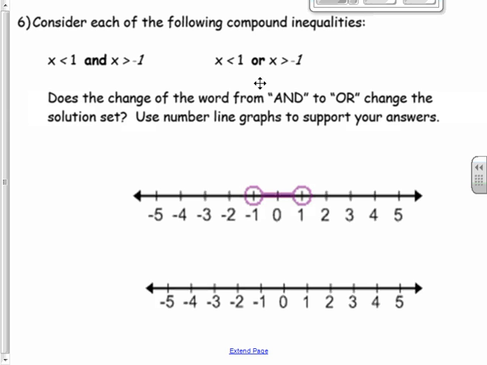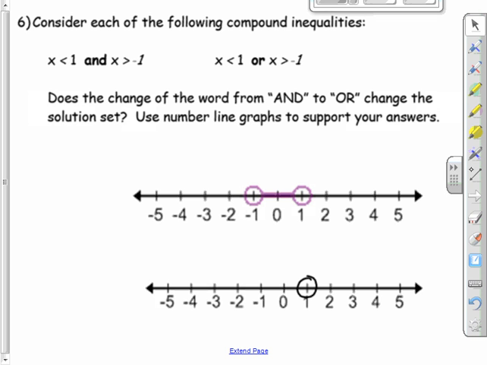So let's think about how that would change the solution set a little bit. Well, x is less than 1 would still be an open circle around +1, and we would want to shade to the left. And these are all the numbers that are less than 1. But the inequality also states that the value of x could also be greater than -1, and the word connecting them here is or. So it could be one or the other. Well, if I graph x is greater than -1, that's going to be an open circle on -1, and then we'd shade to the right.